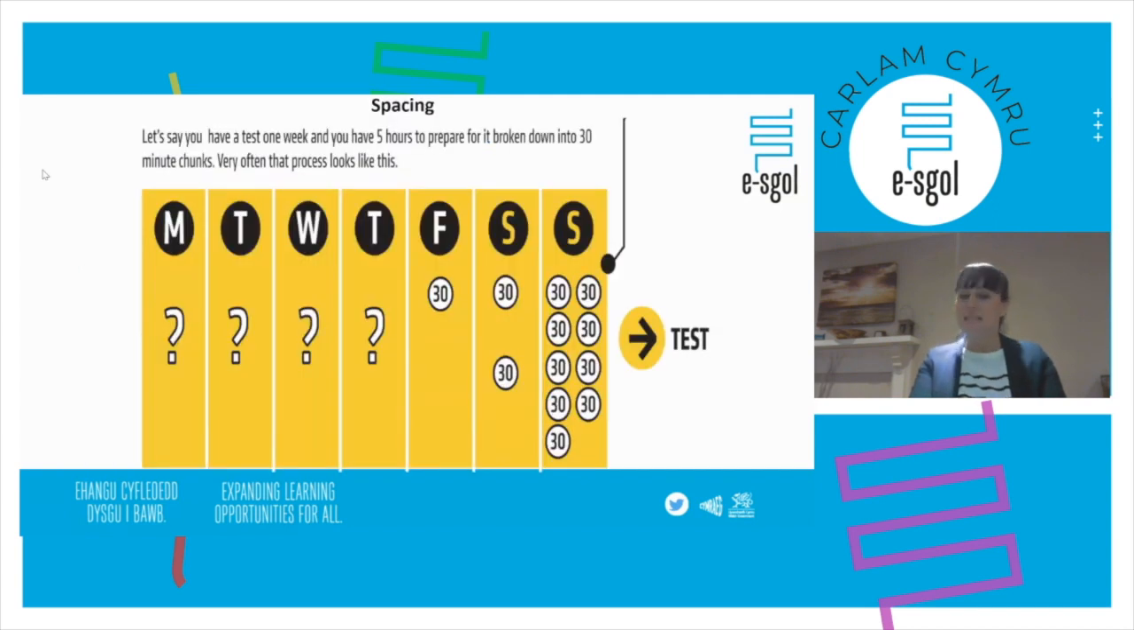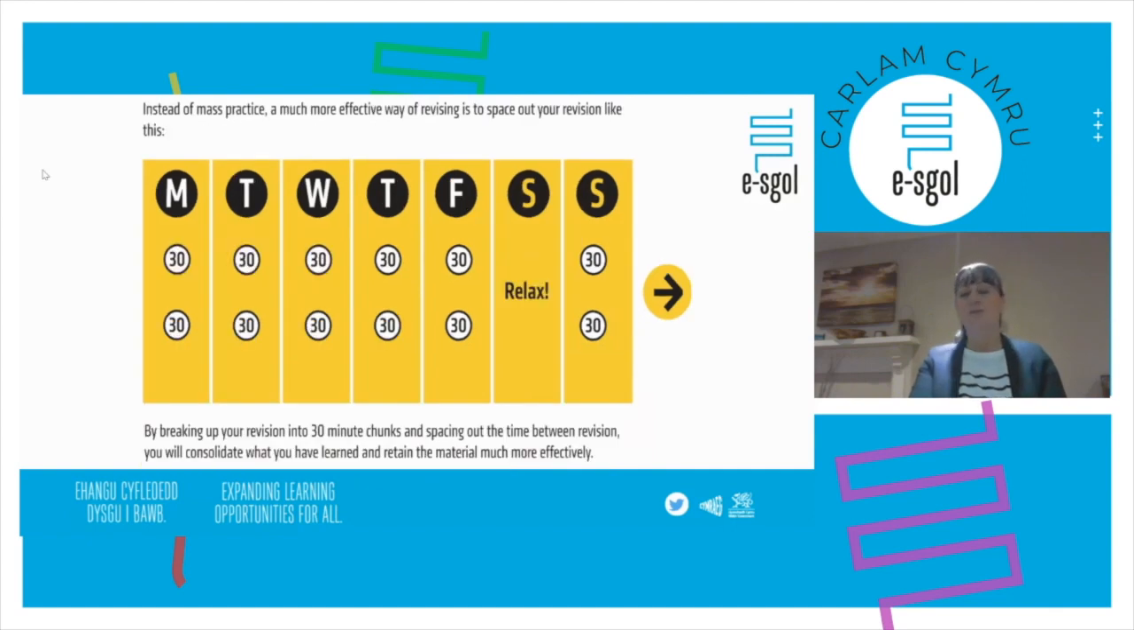So we looked at this as an example in our last session, where the learner here is cramming everything in on that Sunday before the test on the Monday. But a better way of doing revision is spacing it out so that every single day there's a little bit of revision being done for that test. There's even a day built in to relax, and then the Sunday, the day before the test, there's that little bit of revision just to recap. So breaking your revision into these smaller chunks and spacing them out is much more effective.